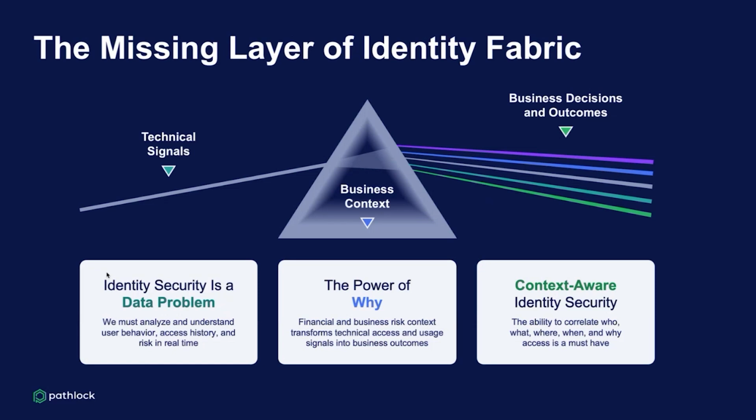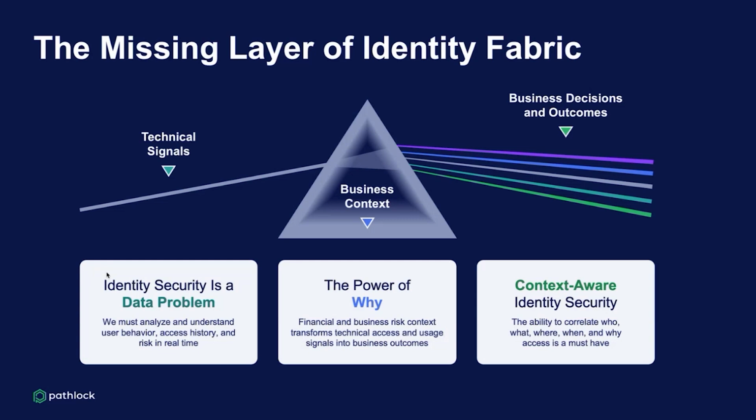But given all that, we all realize that identity security is in fact a data problem. We must analyze and understand user behavior, access history, and risk in real time. All this massive amount of data coming from identities and from the different applications, you need to gather and bring to a central place and have context. The power of understanding the why, what it means, is the key ingredient to understand the risk that you currently have in your identity management space.